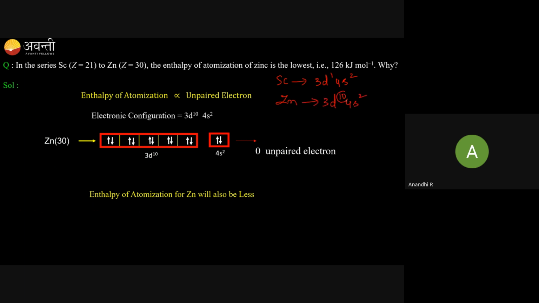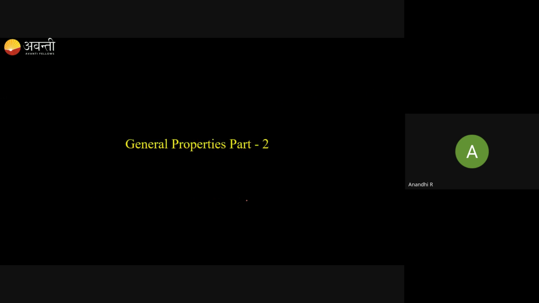You see here all the electrons are filled, so there are zero unpaired electrons. Here we have one unpaired electron, and for titanium we have two unpaired electrons. So from 1 till 9 it increases, and for zinc it is 0. If the number of unpaired electrons is less, the enthalpy of atomization is also less, no? That's why zinc has the lowest enthalpy of atomization. Any doubt so far? Shall we move on to part 2 of general properties?